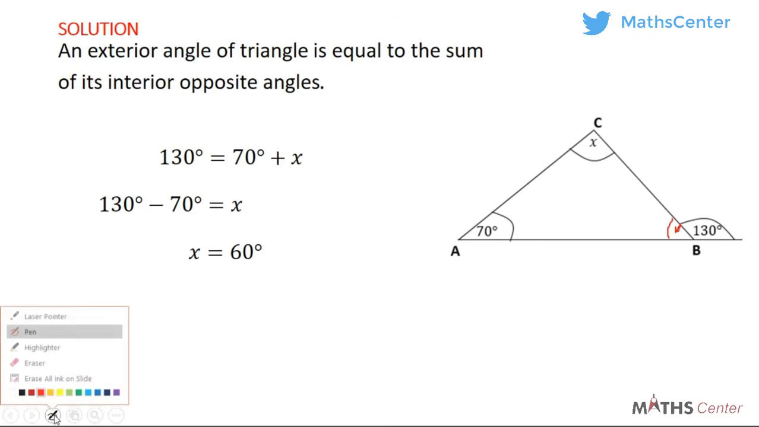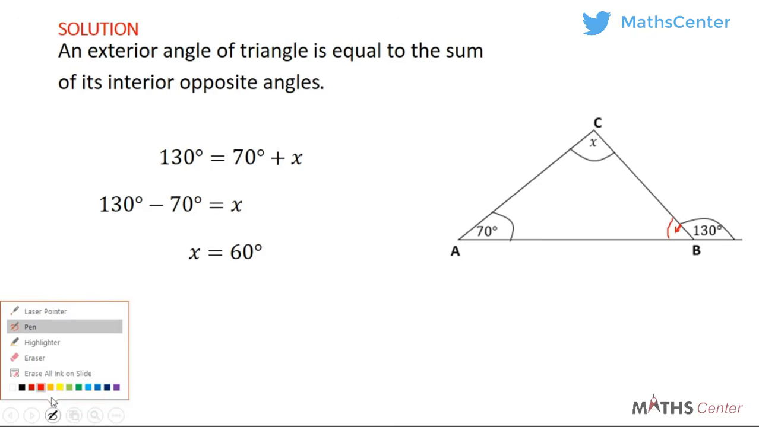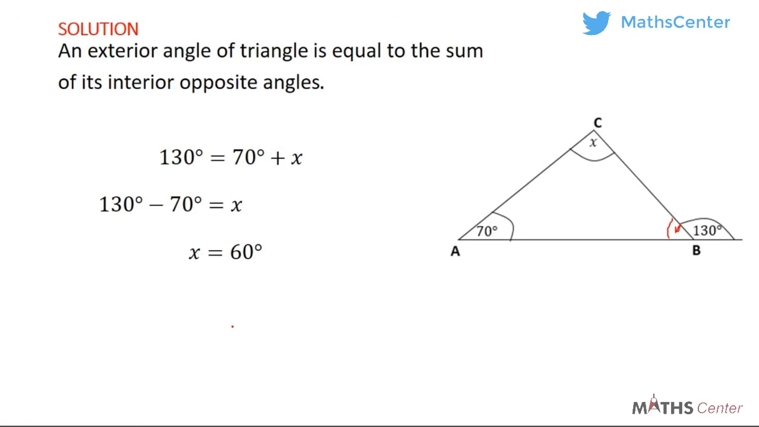But this is easy. Always remember that an exterior angle of a triangle is equal to the sum of its interior opposite angles. So when you do that, you'll be able to find x here to be 60 degrees.